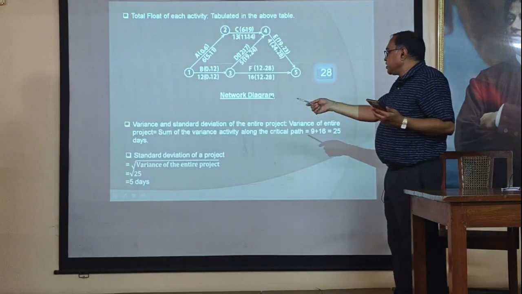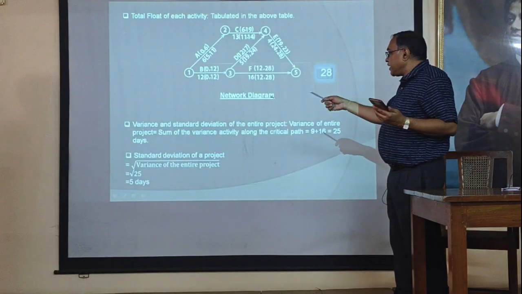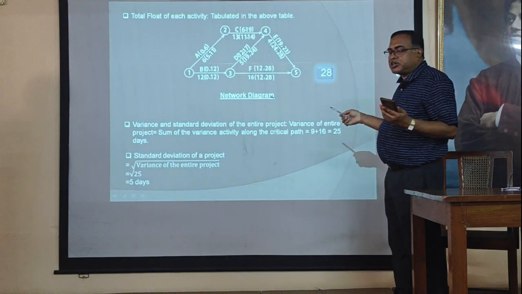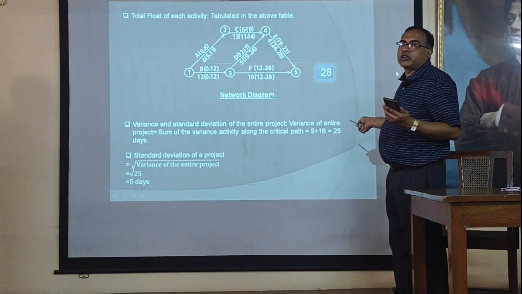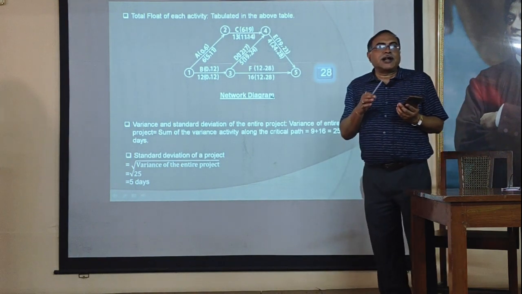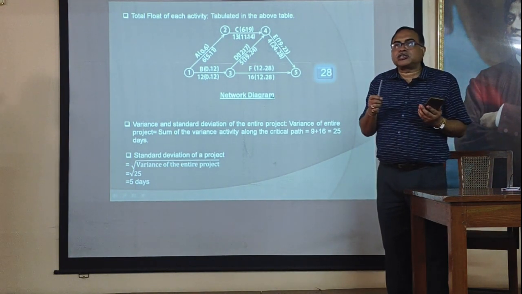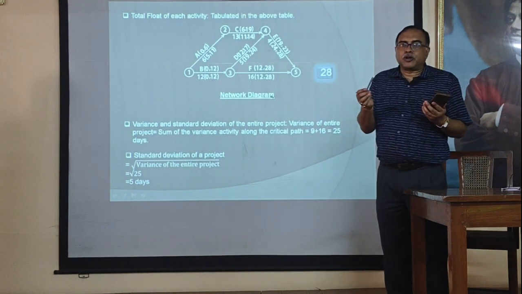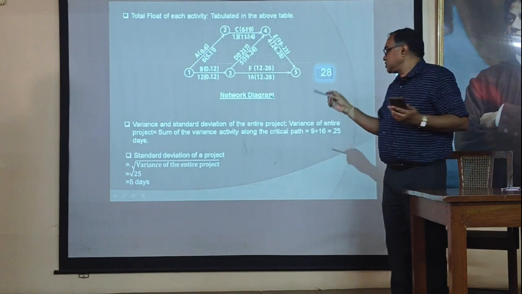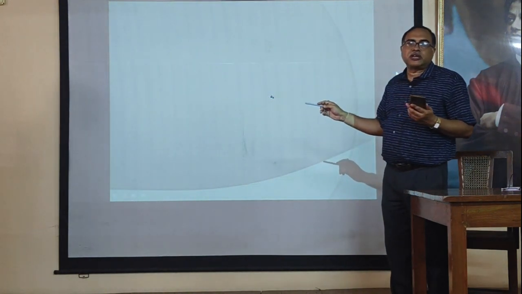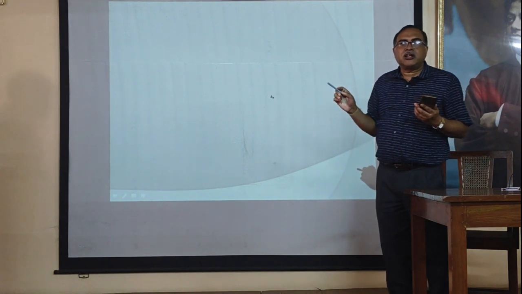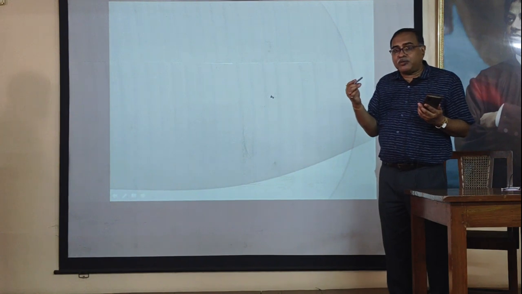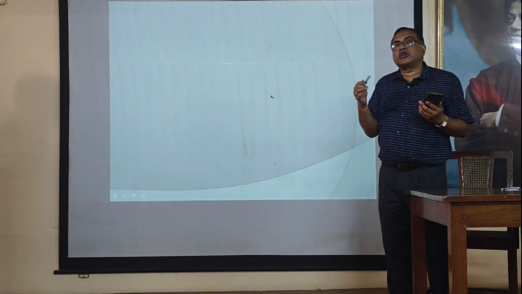Proceed. Then, variance total for the entire project is the sum of the variance of the activities along the critical path only, that is 9 plus 16, so it is 25. So, standard deviation of the entire project is root over variance of the entire project. That is root over 25. So, it is 5. The standard deviation of the entire project is 5, and the variance of the entire project is 25.